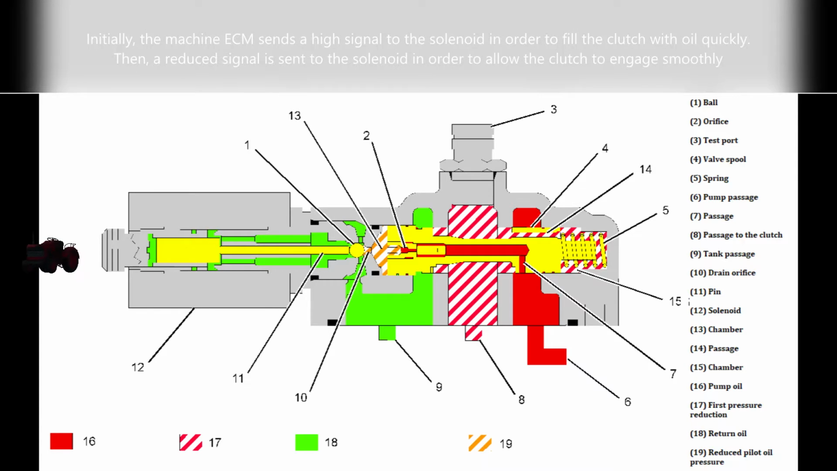As the valve spool moves to the right, pump oil 16 goes through pump passage 6 and the clutch oil passage 8. The valve spool blocks the flow of oil from the clutch oil passage to the tank passage. The clutch pressure will increase due to the flow of reduced pressure oil 17 into the clutch oil passage. The oil in the clutch passage also flows through passage 14 and into chamber 15.